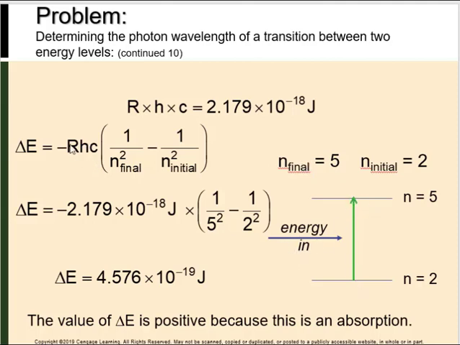So again, I can use that equation, negative RHC, which all multiplied together is negative 2.179 times 10 to the negative 18th joules, times our n final, so 1 over 5 squared minus 1 over 2 squared. And then we would find that our delta E was 4.576 times 10 to the negative 19th joules.